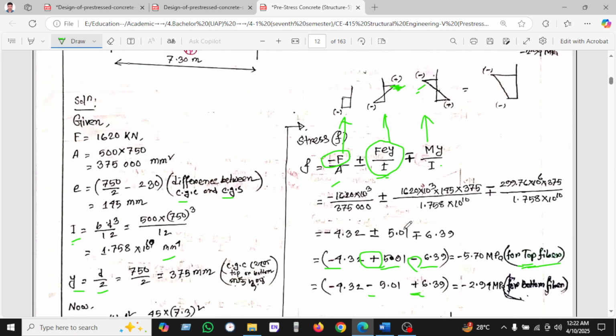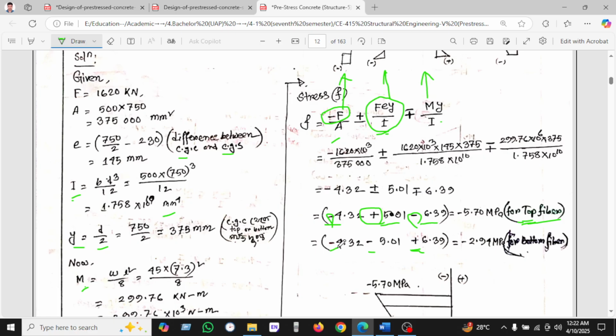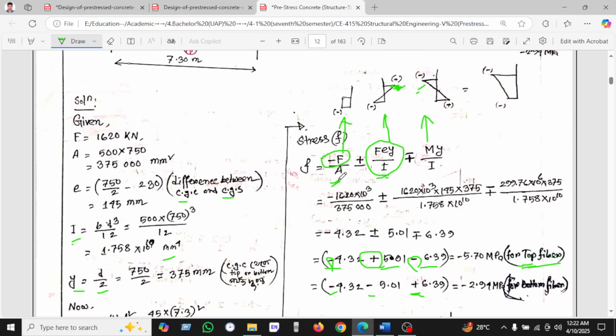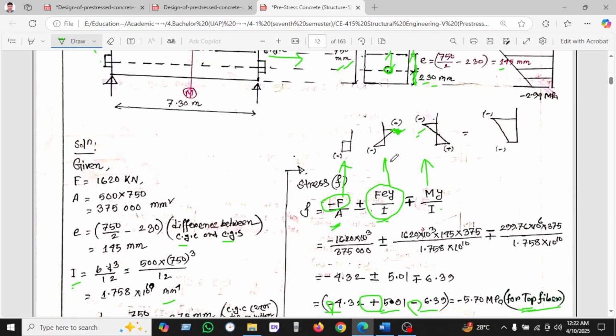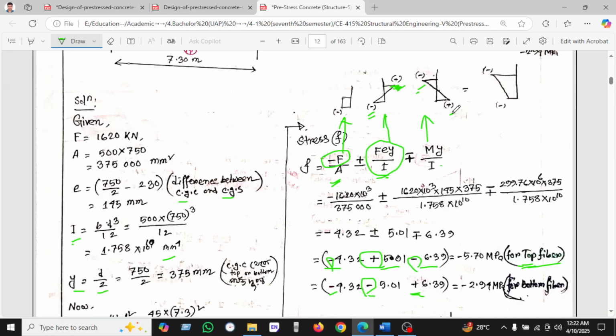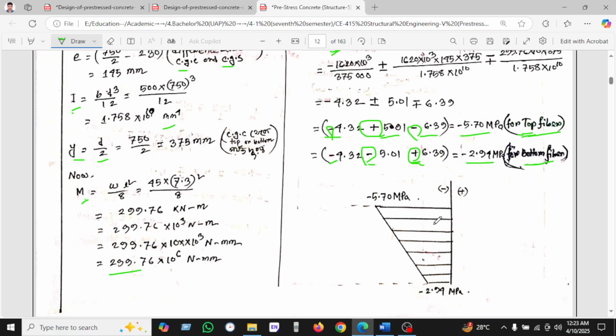So we have been seeing that three types of symbol have been used. In the same way, we have been using minus below for stress due to load. Due to eccentricity, this is a minus or negative value, and due to moment it will be a positive value. We can see here at the bottom as we can calculate the bottom. So we found this minus value for the top fiber and this value for the bottom. So these are the final stress diagrams.